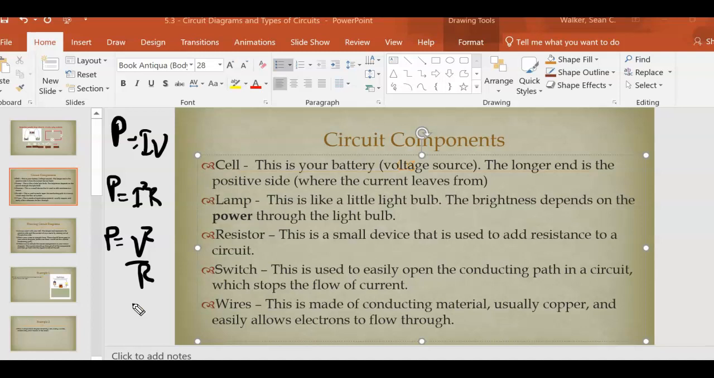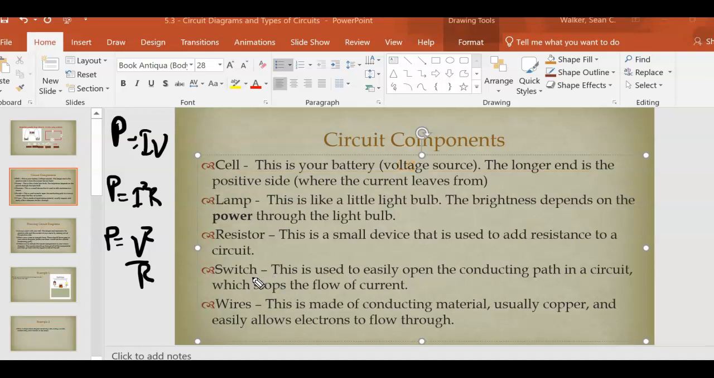We did see a switch, which is exactly the kind of switch that you're familiar with, like when you turn off the lights, you flip a switch. Basically, when you flip it one way, it opens up a little gap so that current can't flow, and when you close the switch, then you have a complete closed conducting path, and the current can flow.